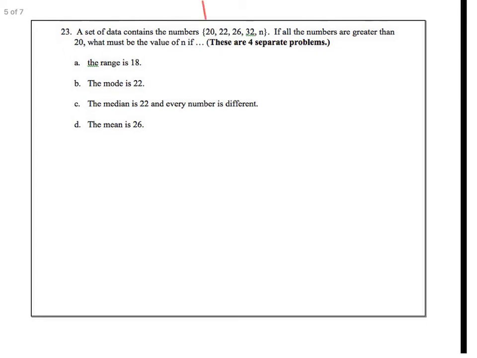So if we want the range to be 18, what does n have to be? Well, we know our min is 20, and so our max has to be 18 greater than that, because to get our range, we do max minus min. So if our min is 20, then we have some number n minus 20 has to be 18. Well, n must equal 38.